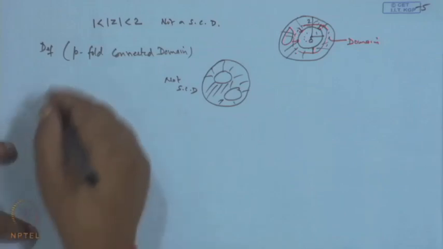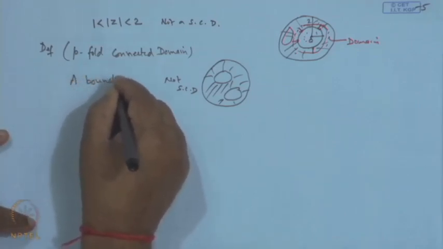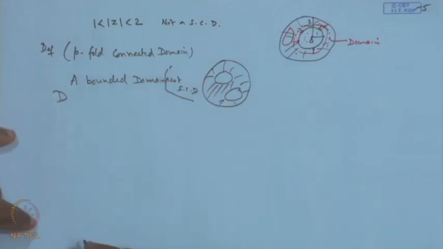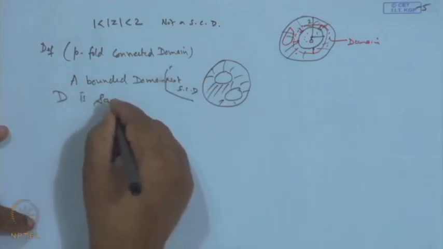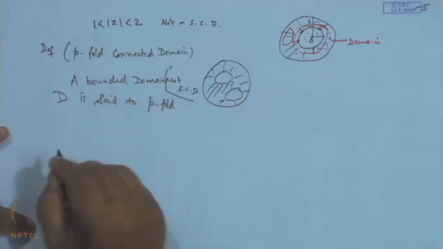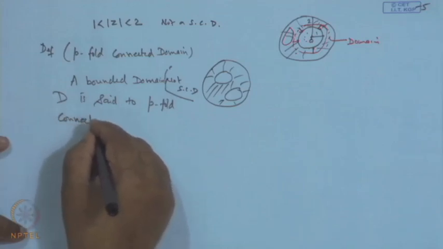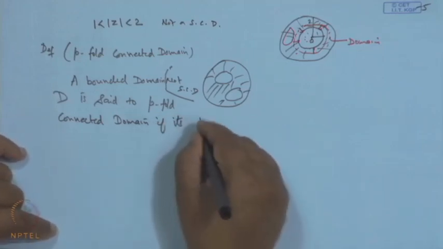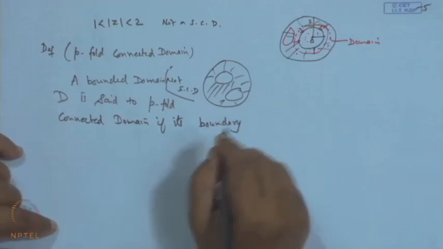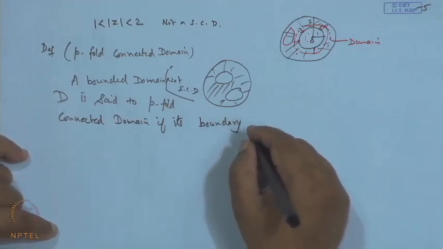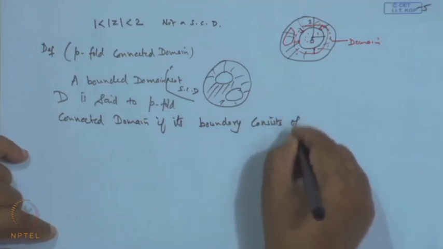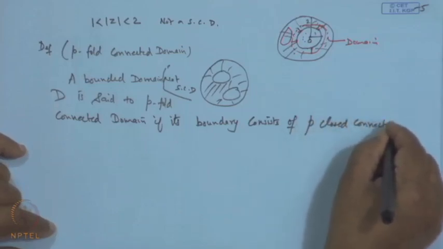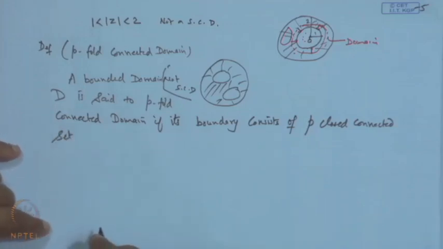A bounded domain D is said to be a p-fold connected domain if its boundary consists of p closed connected sets without common points.